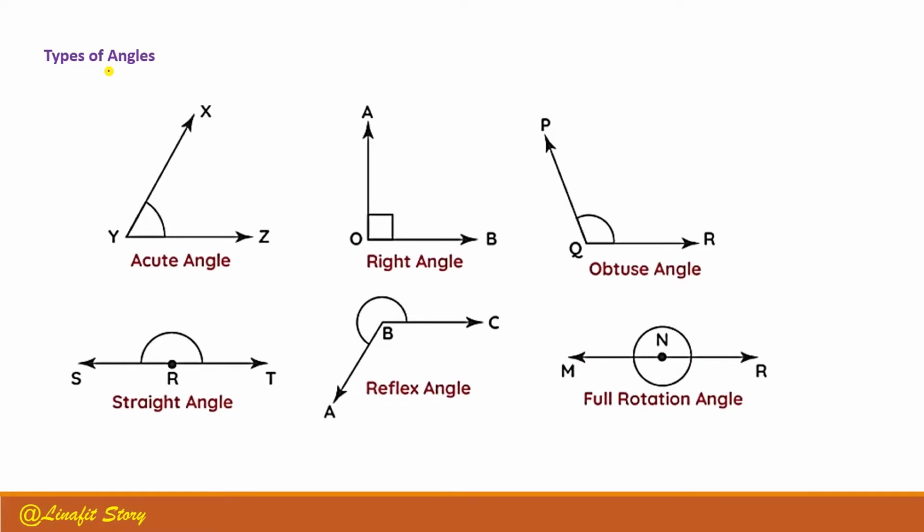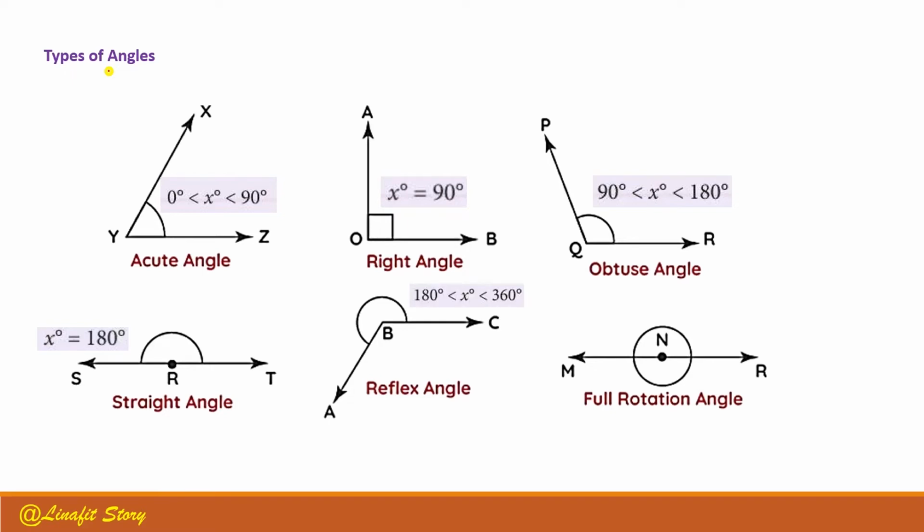Types of angles. Acute angle is less than 90 degrees. Right angle is 90 degrees exactly. Obtuse angle is greater than 90 degrees but less than 180 degrees. Straight angle is 180 degrees exactly. Reflex angle is greater than 180 but less than 360 degrees. Full rotation angle is 360 degrees exactly.